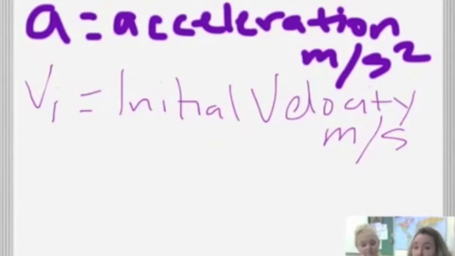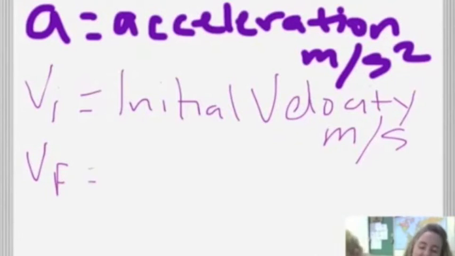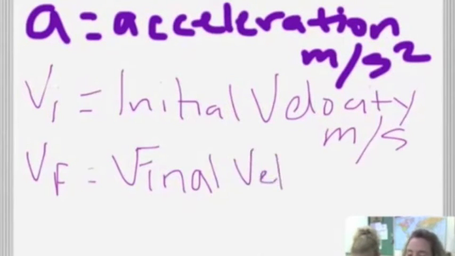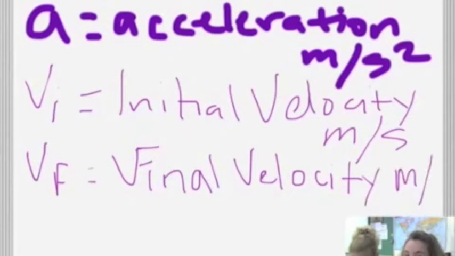All right, so following that, the next one we have is VF. What do you think that stands for? Final velocity. That means the end. Final means the end of things, the end of world, the end of days. Final, the very end. So final velocity, VF. We're always going to measure in meters per second, just like initial velocity. Are we good so far? I think so.